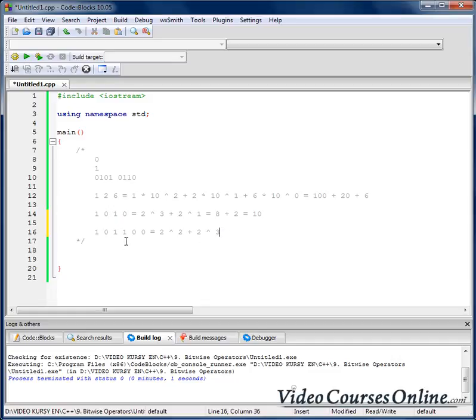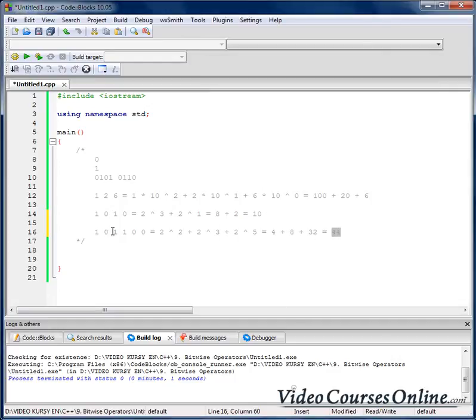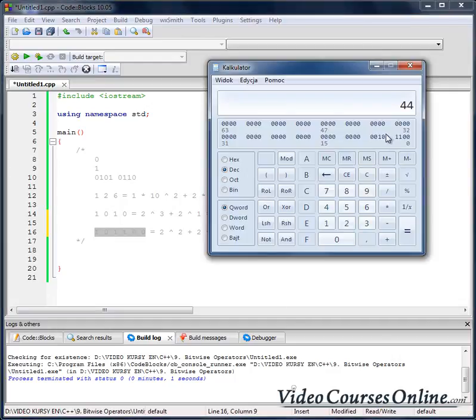Now I have 0, so I know that here will be 2 raised to the power of 4. Here is 2 raised to the power of 5, plus 2 raised to the power of 5. So it's what? 4 plus 8 plus 32. So it is 44. In Windows 7 we can use something like binary calculator, and now when I write here 44, as you can see, we have got here 1 0 1 1 0 0. So I was right. 44 is in our computer set as 1 0 1 1 0 0.